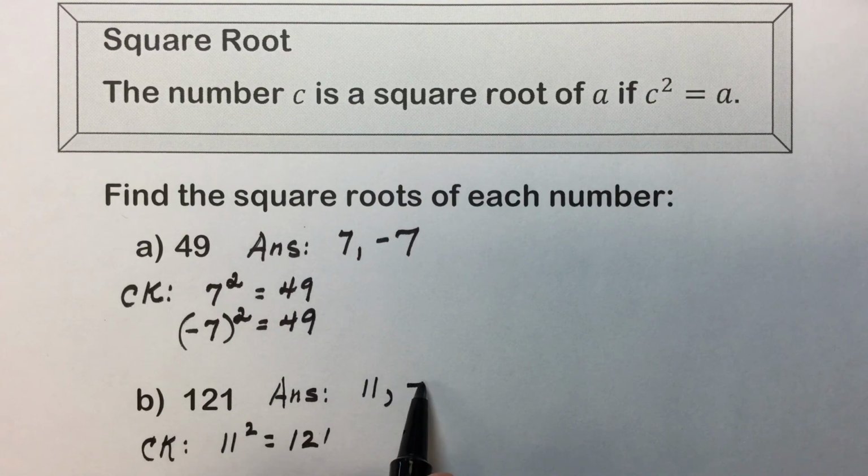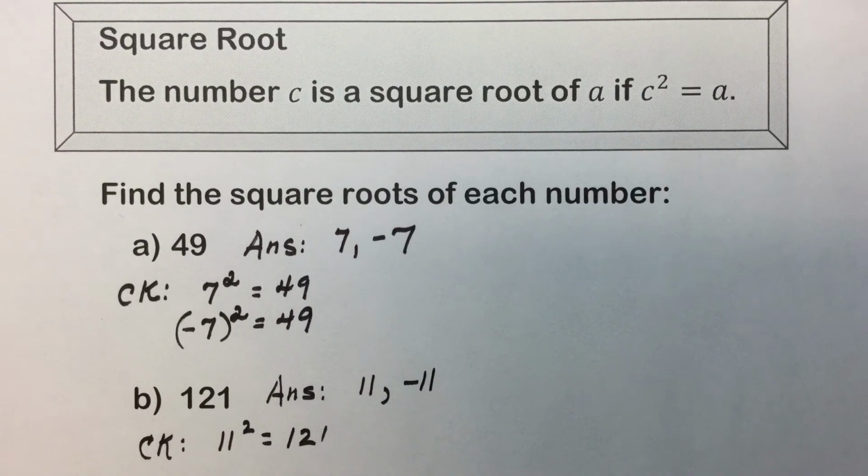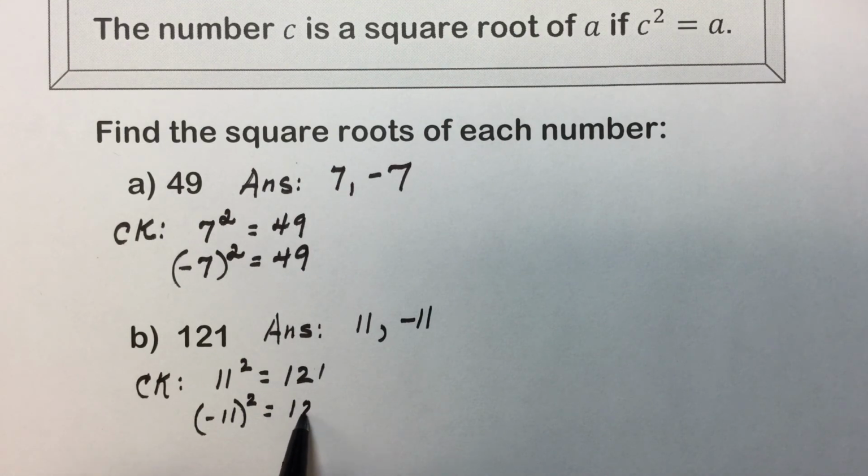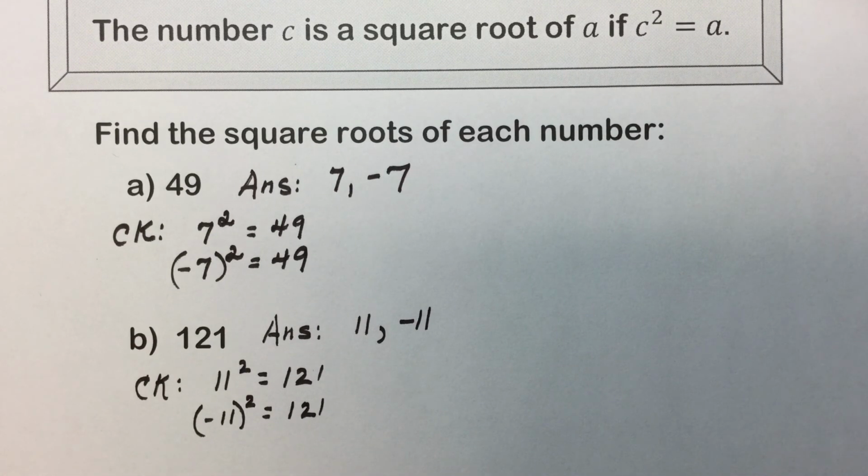as well as -11, since -11, when squared, a negative times a negative is positive, 11 times 11 gives us 121. So we have the two answers for the square root of 121 as well.